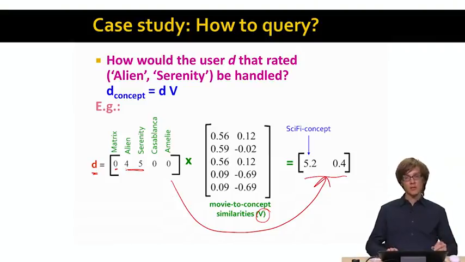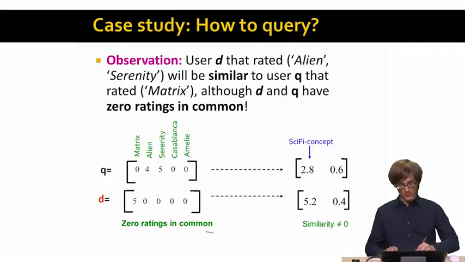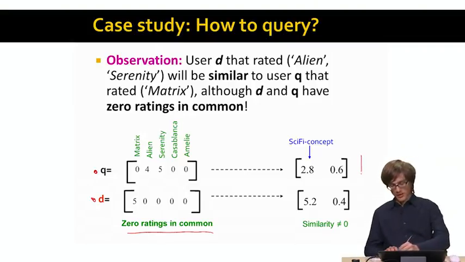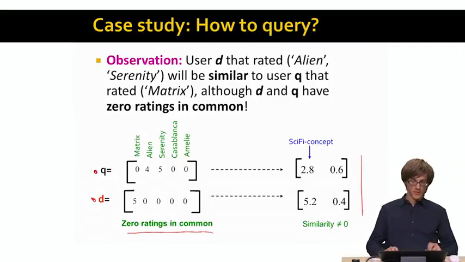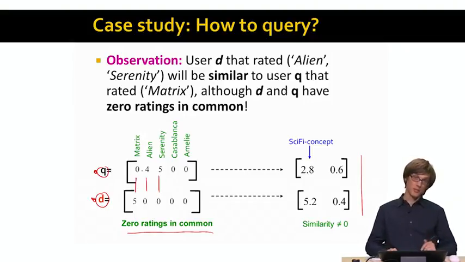So what is a good thing that happened? If I compare the positions of the original user and the query in the original space and their locations in the concept space, I find the following. The similarity between Q and D in our original space is 0, right? In the sense that for Alien and Serenity, our query doesn't have ratings. For the movie Matrix, the user didn't tell us anything, so there is no similarity between these two vectors.